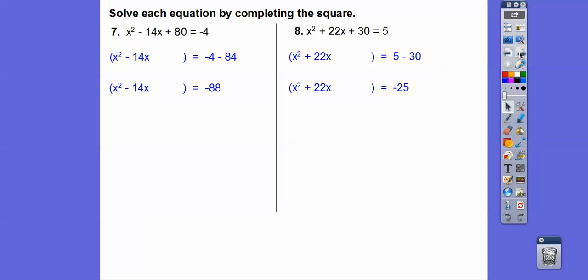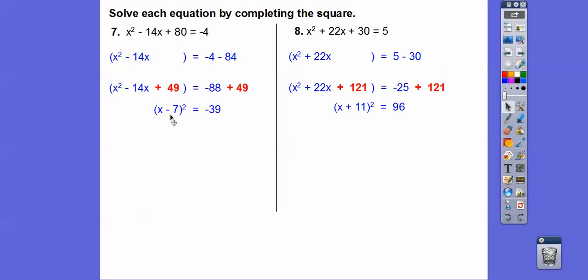Okay, and then this is where we take half of this number squared, and we add it here and add it here. So half of 14 is 7. 7 squared is 49. So we'll add 49 here. So to balance it out, we'll add 49 over there. Half of 22 is 11. 11 squared is 121 here and here. So that's what we're going to do on both of those. All right, so this side becomes x minus 7 squared, and then this side becomes negative 39. Over here we get x plus 11 squared equals 96.